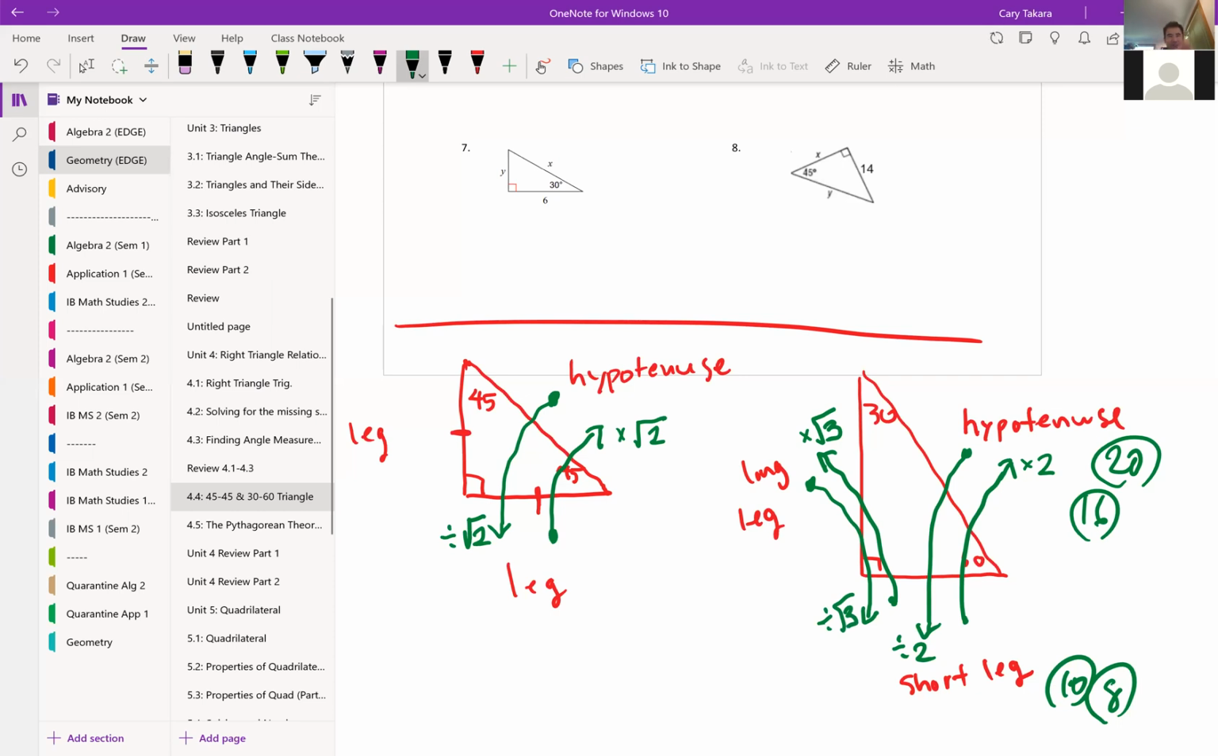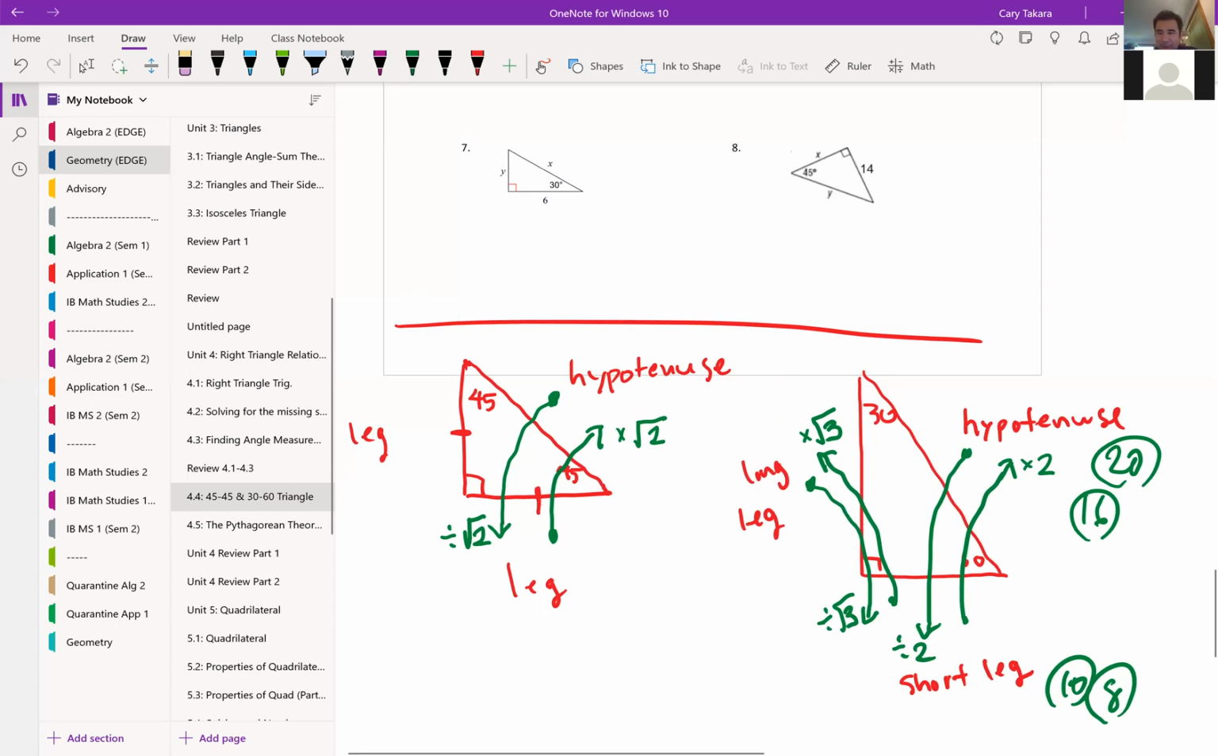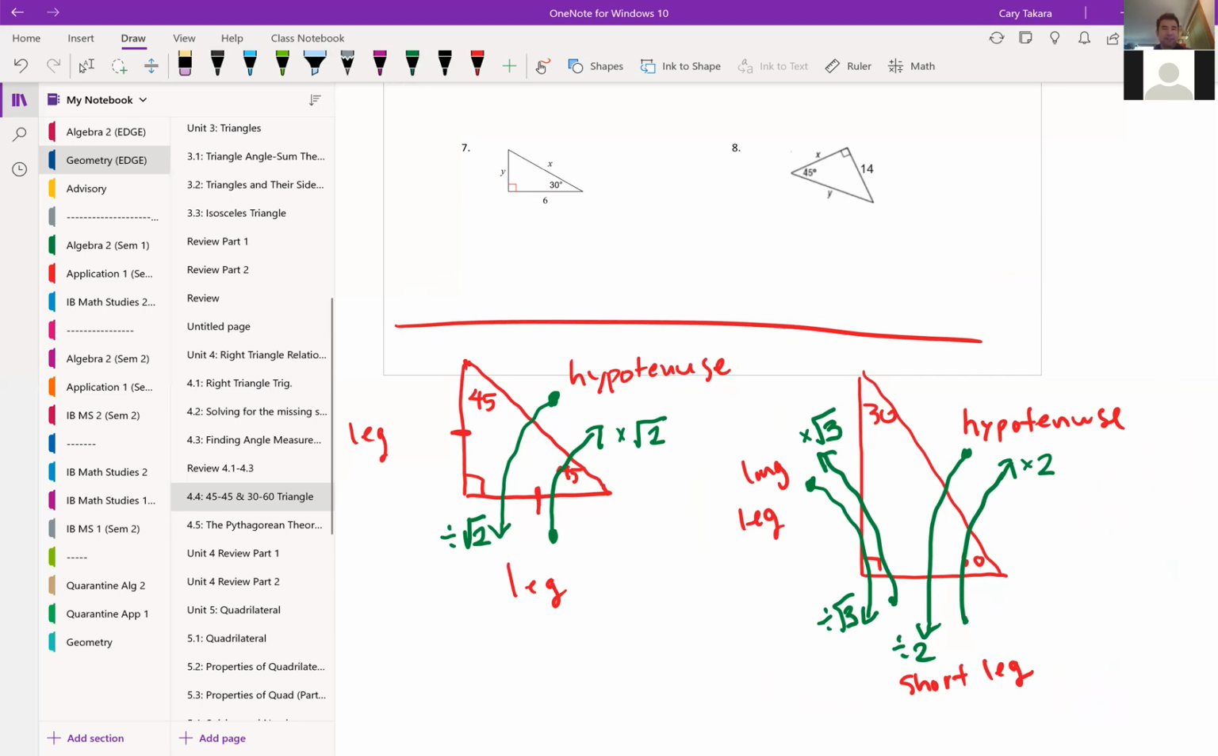So there are basically 3 relationships. You multiply or divide by square root of 2. That has to do with the 45-45 right triangle. Then double, multiply by 2 or divide by 2. Multiply by square root of 3 or divide by square root of 3. That's for the 30-60 right triangle. Okay, so please write this down.